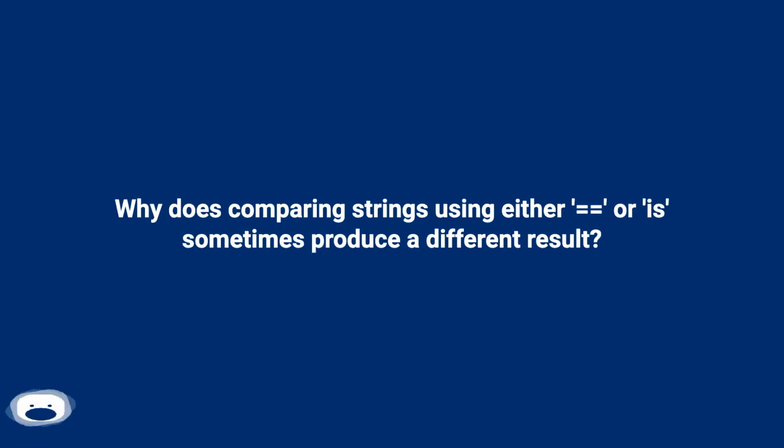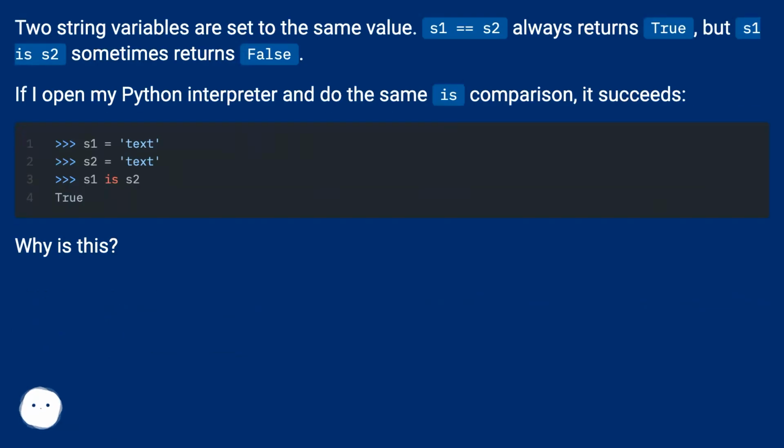Why does comparing strings using either the equal sign or "is" sometimes produce a different result? Two string variables are set to the same value. S1 equals S2 always returns true, but S1 is S2 sometimes returns false. If I open my Python interpreter and do the same comparison, it succeeds. Why is this?